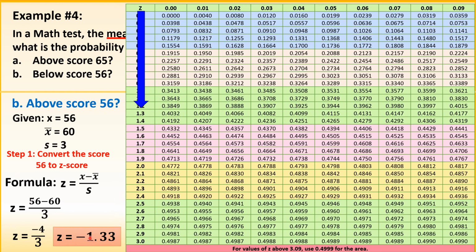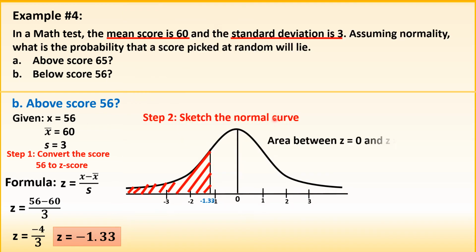So, disregard lang natin yung negative. So, this is 1.3. So, kung meron na tayong 1.3, ang kasunod niyan yung 3 na naiiwan. So, yung naunang dalawa, 0.0 na yan. So, that is 0.03. So, hanapin natin yung 0.03 sa right side. Then, baba lang natin yung arrow. Therefore, ang area natin ay 0.4082. This is only for 0 to negative 1.33. So, eto siya. Hindi pa ito yung hinahanap natin.